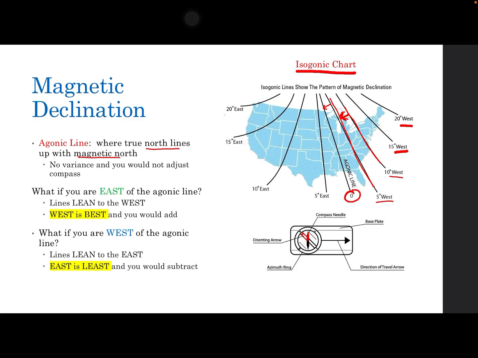whatever the declination is, you're going to add that to your bearing. Add declination to bearing. And if you're west of the agonic line, the lines are bending towards the east. So they're bending this direction, towards the east. So we say east is the least, and we're subtracting our declination. Whatever your bearing is, you're going to subtract the declination.